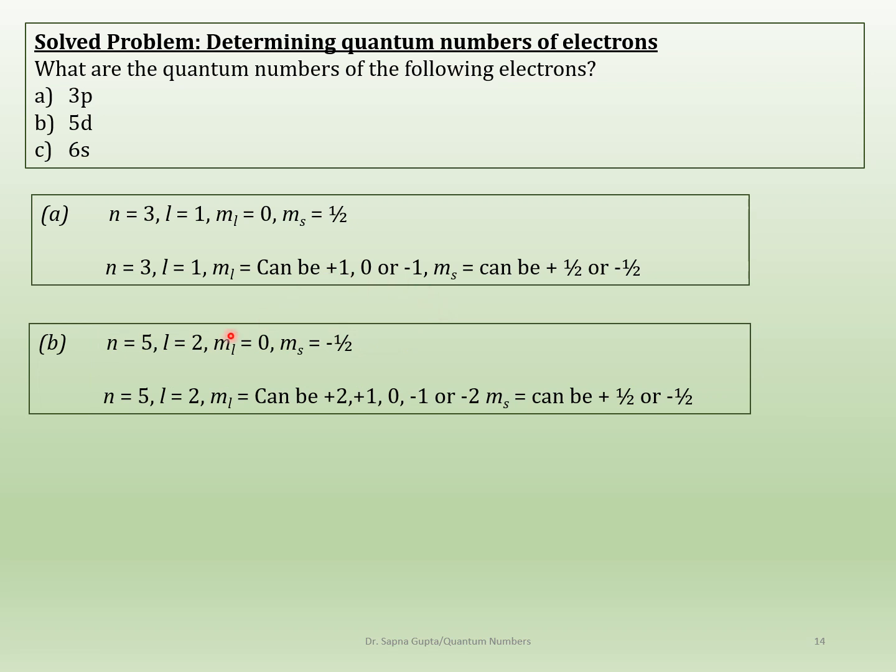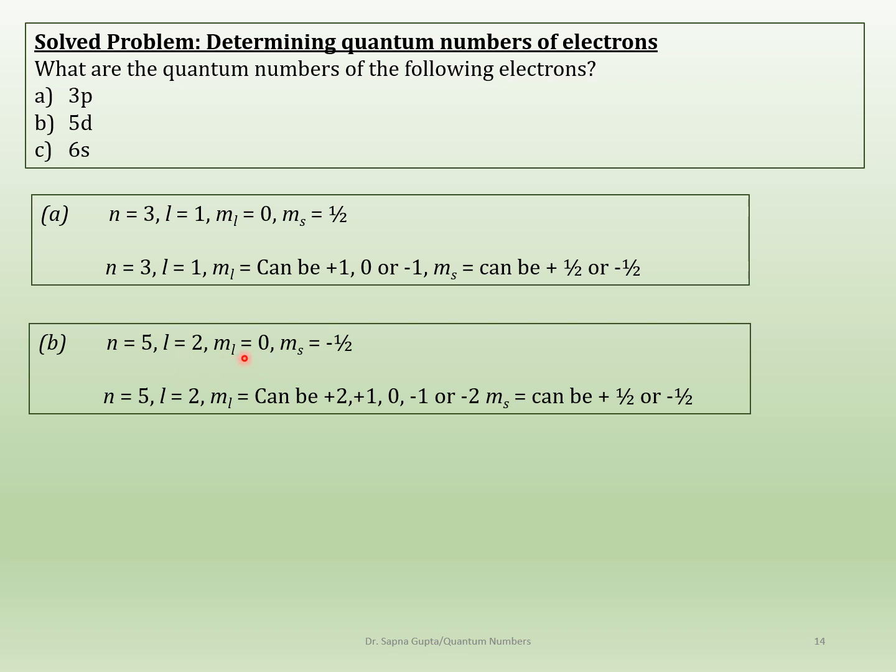So for 5d, you have shell number 5. L has to be 2 for that. Okay. ML can be anything. ML can be all the way from +2 to -3. It can't be -3 because L is equal to 2. So you have to derive your ML from the L number.